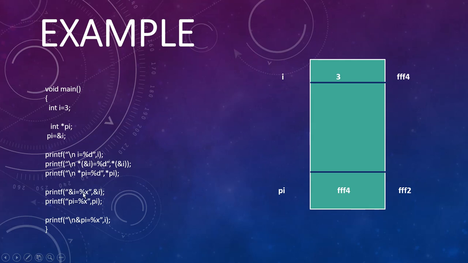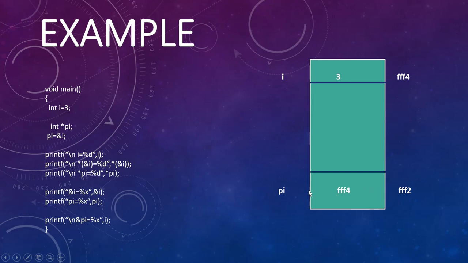Now here, the first is i. Next, print the address of i. The address of i is nothing but FFF4. And pi is a pointer that holds the address of i, that's FFF4, right? Next is &pi, the address of pi, which is FFF2.